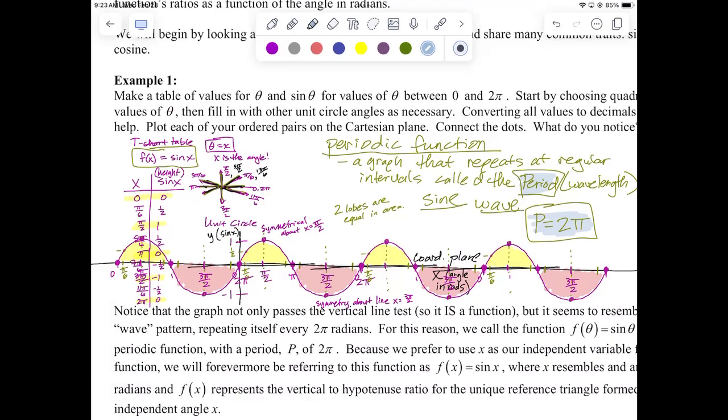Like this class is a periodic function that we sit in, right? Every single day, weekends excluded, we come to first period. And what would be the period? How long does it take for us to come back to first period? 24 hours, right? So the period of this class is 24 hours. Every 24 hours we meet. The period of the sine function is 2 pi, which is one rotation. Makes sense, right? So every 2 pi, this graph repeats itself, all right?